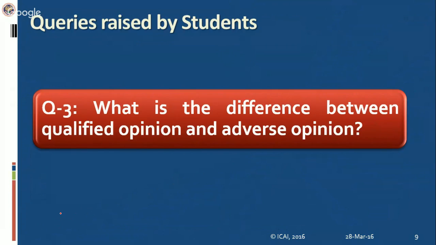What is the difference between qualified opinion and adverse opinion? Students, this is another interesting question. First I am covering qualified opinion. When the auditor has obtained sufficient appropriate audit evidence, but concludes that misstatements are material but not pervasive. I have received sufficient appropriate audit evidence, the audit evidence is complete. Misstatements are material, but not pervasive.